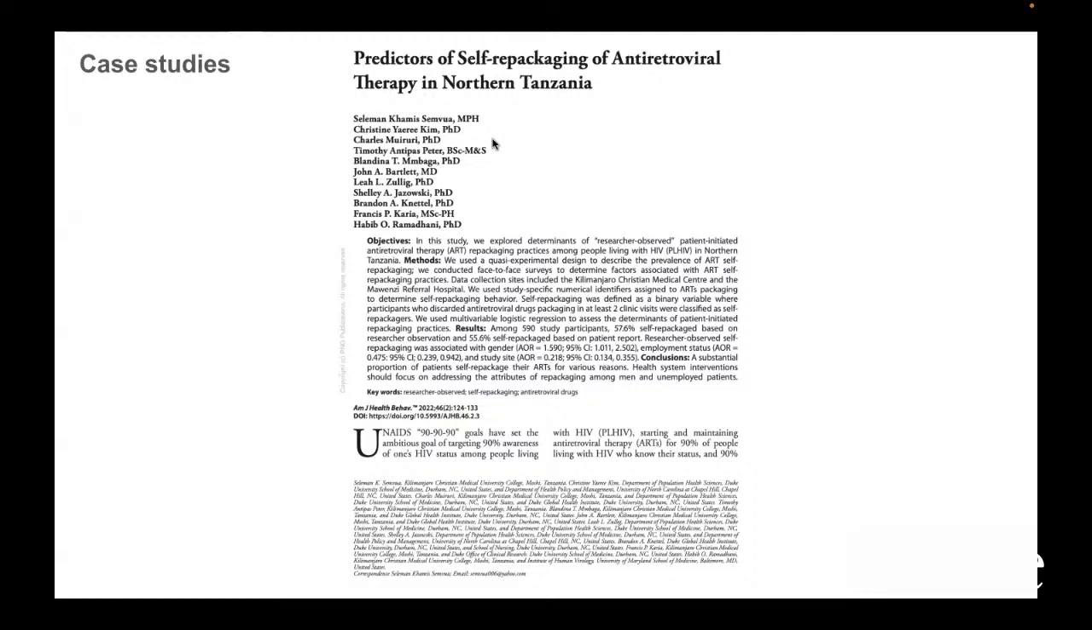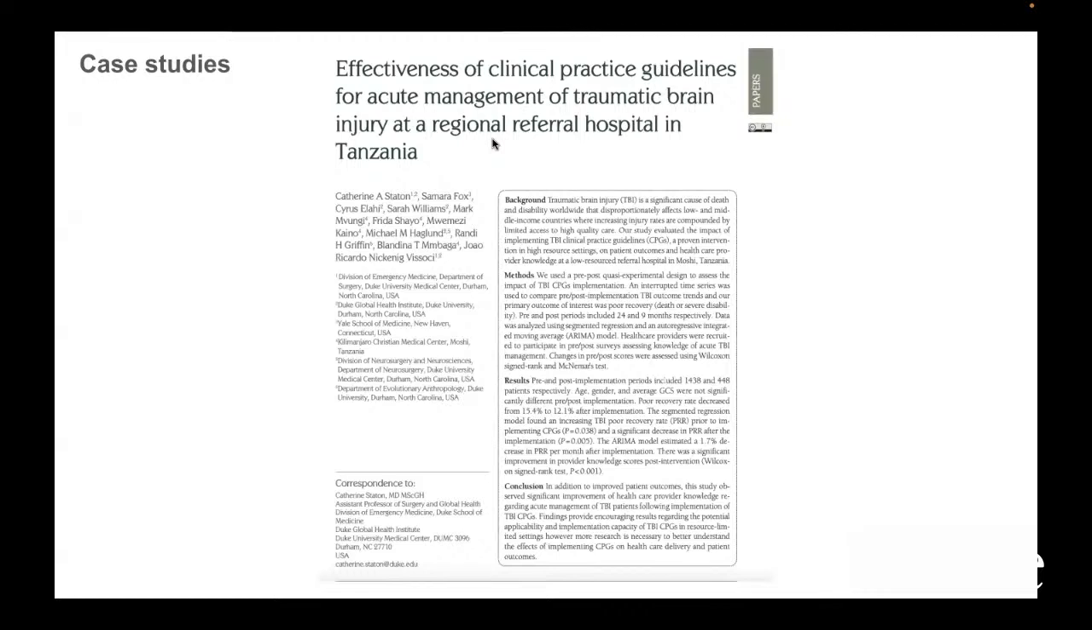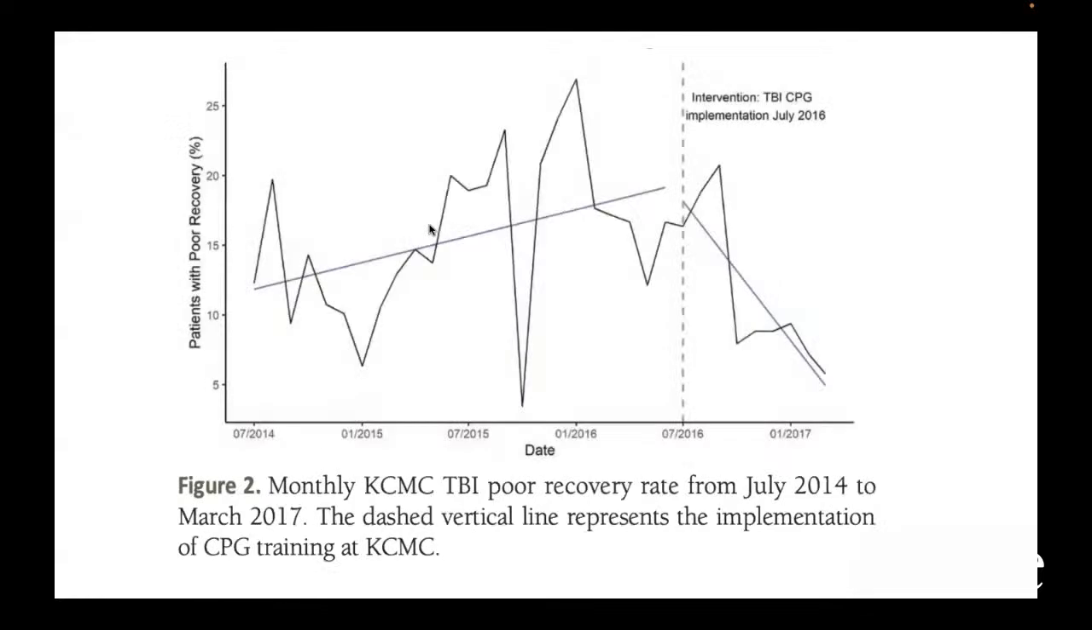So this is another case study from our team, from the TBI studies here at KSMC Emergency Medicine. These studies aim to evaluate the effectiveness of a clinical practice guideline for acute management of traumatic brain injury at a regional referral hospital in Tanzania, which is KSMC. So this study aimed to evaluate whether the EMD CPG makes changes in monthly TBI poor recovery rates.